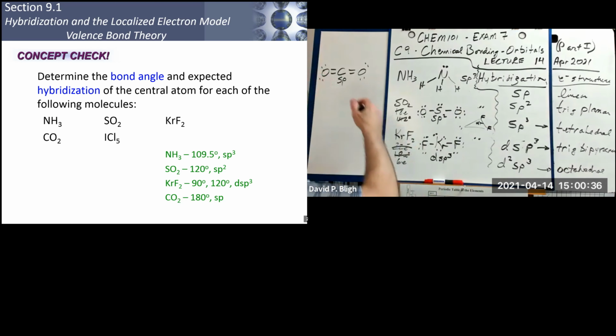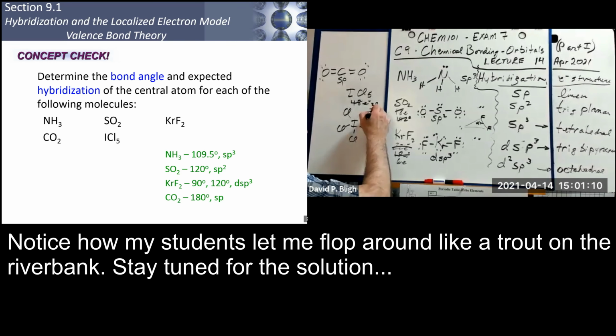ICl5. Okay, they're all halogens. So you have 6 times 8 is 48 electrons. So you have I in the middle, and you have 1, 2, 3, 4, 5 chlorines. Right, so 2, 4, 6, 8, 10, 38. And we have the potential for putting 6 more around each one of the chlorines.